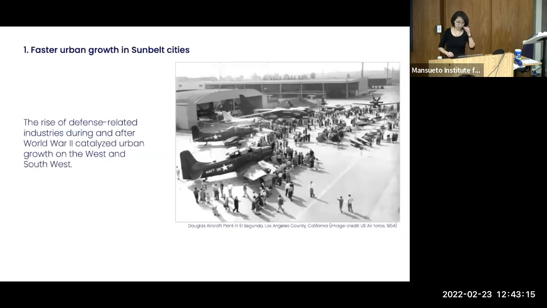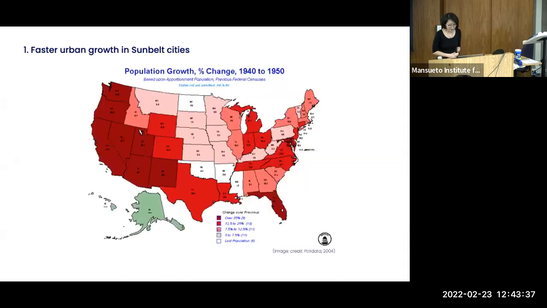So I'm just going to go over what I mean by each of these points. First, we know that there was a shifting of industrial activity from the Northeast and Midwest to Sunbelt cities during and after World War II, when defense-related industries catalyzed urban growth in these West Coast and Southwestern cities. Tom Sugrue calls this the movement from the Rust Belt to the Sunbelt.